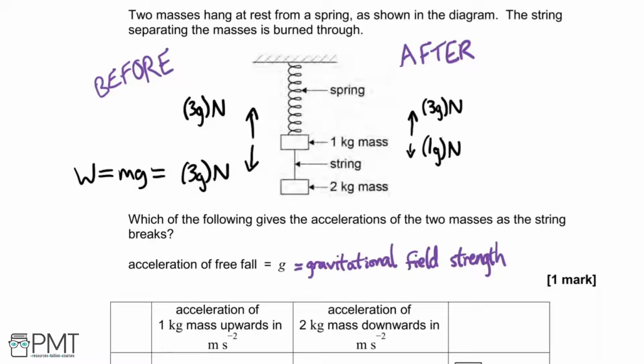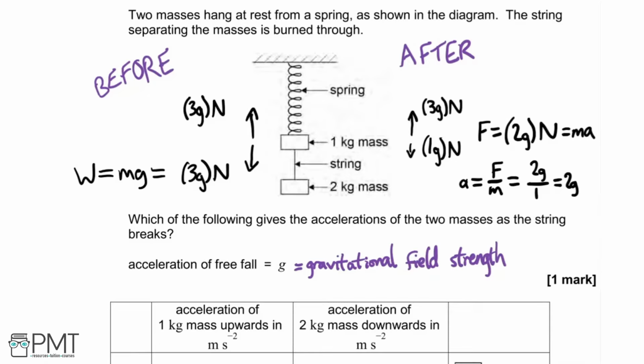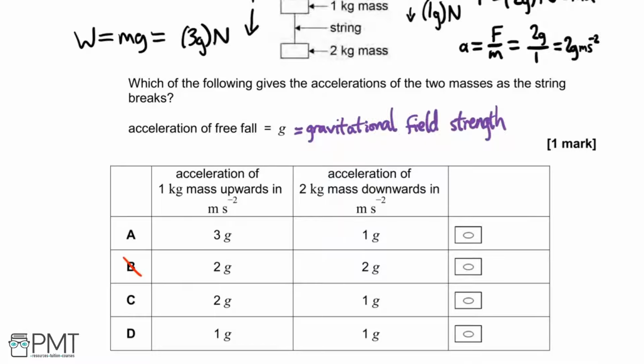So let's use the letter F to represent the resultant force. And that resultant force is also equal to the product of the mass and the acceleration, as we can see from Newton's second law. So rearranging to make acceleration the subject, because that's what we want to know, we can divide that 2g by 1 kilogram, which is the mass that is going to be accelerating, and then we can find what that acceleration should be. So we end up with a value of 2g. Don't forget that that 2g is in meters per second squared. So the correct answer here will be C.